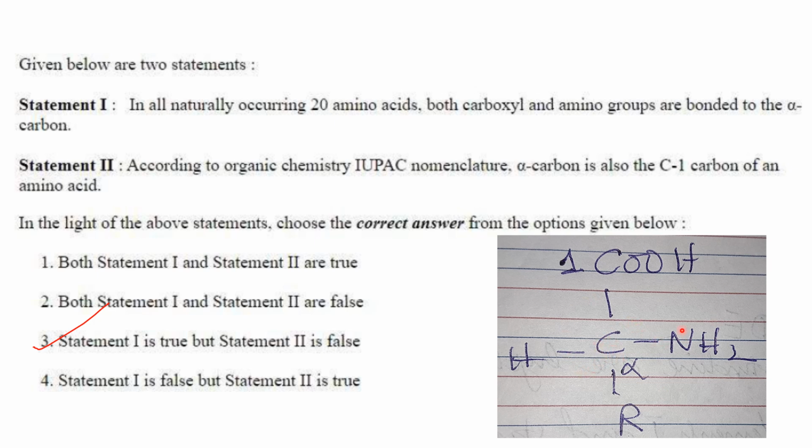It is bound to NH2 and COOH. So this is the first carbon atom, the COOH. Then comes C alpha, then your R group. So COOH will be the carbon 1, not C alpha. So the statement 2 is not correct. So your answer here is statement 1 is true but statement 2 is false. Answer is option 3.